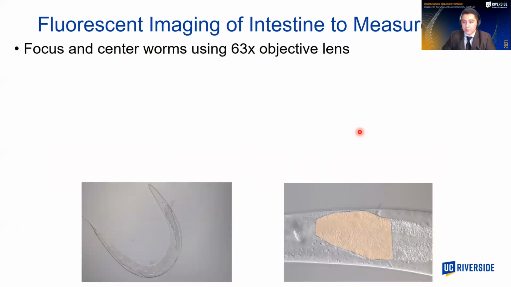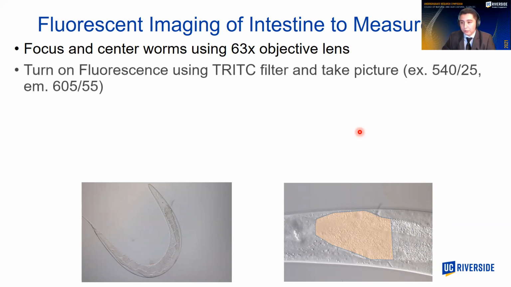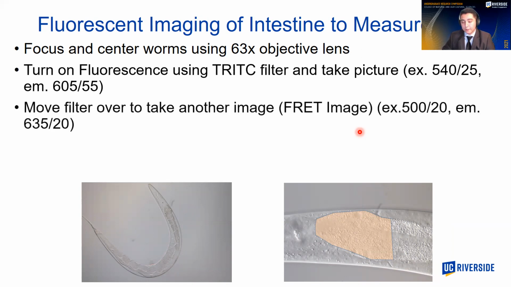So for the imaging, we mount that slide onto the microscope, and then we focus and center the worms using a 63 times objective lens. We are then going to take 2 images. For the first image, we turn on the fluorescence, and then using a TRITC filter, we take an initial picture. Then we move the filter over to take another image, and this will be a FRET image.